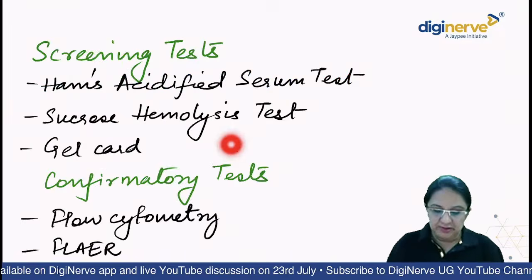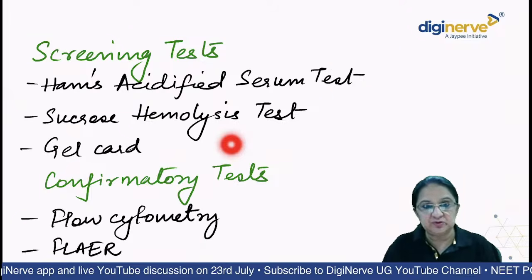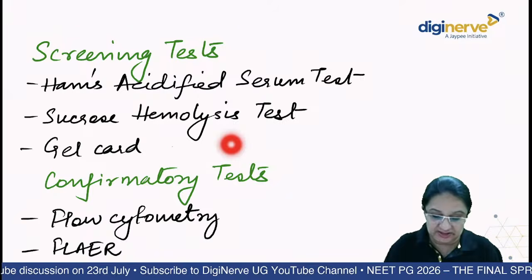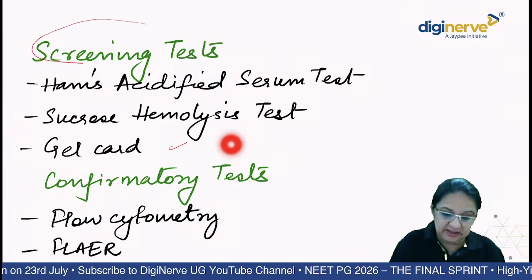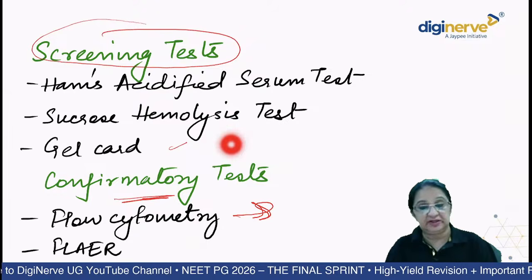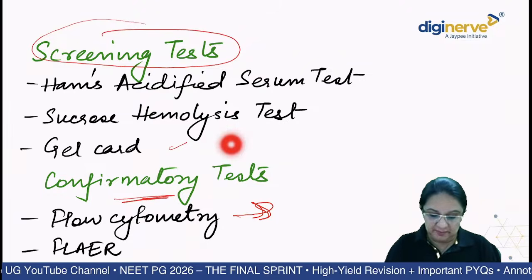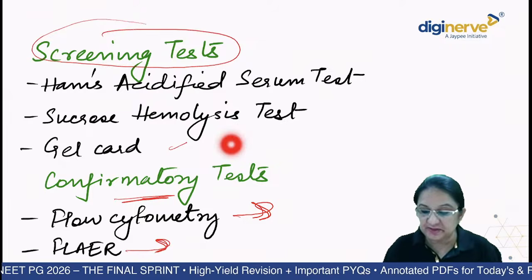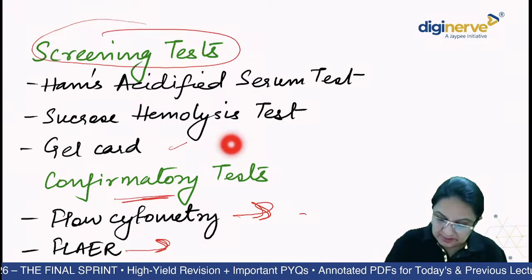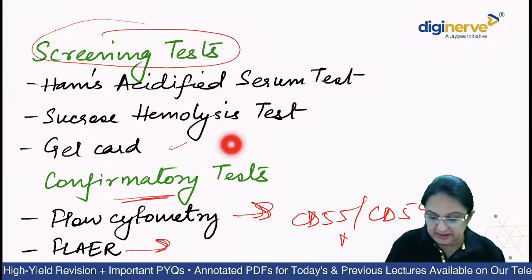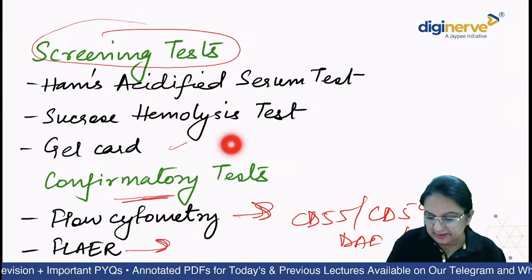All right. So the screening tests that we use are Ham's acidified serum test, sucrose hemolysis test, gel test. These are the screening tests. The confirmatory test here is flow cytometry. Flow cytometry plus we use FLAIR also. What is flow cytometry? Flow cytometry basically measures the CD55 or CD59, your DAF or MIRL.